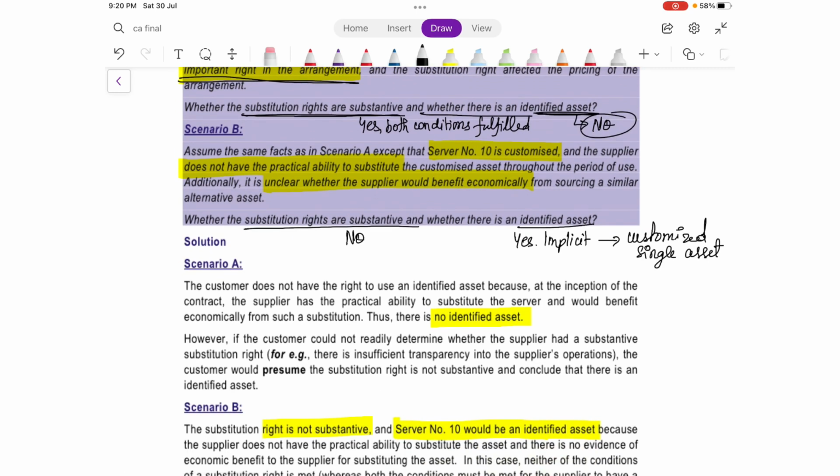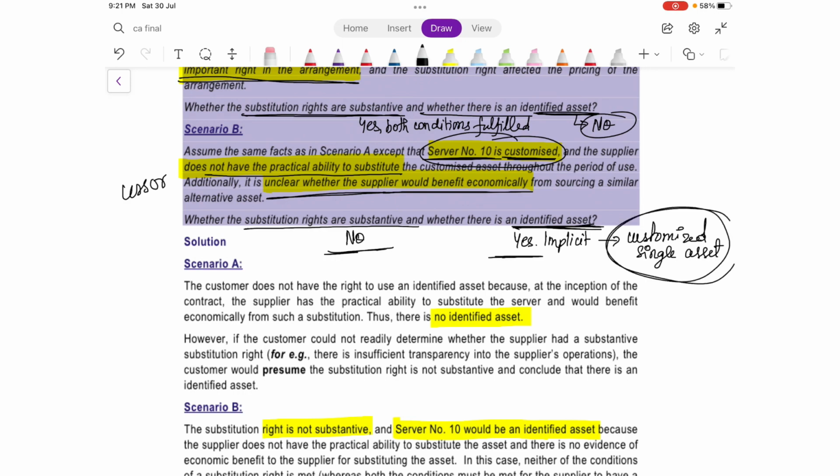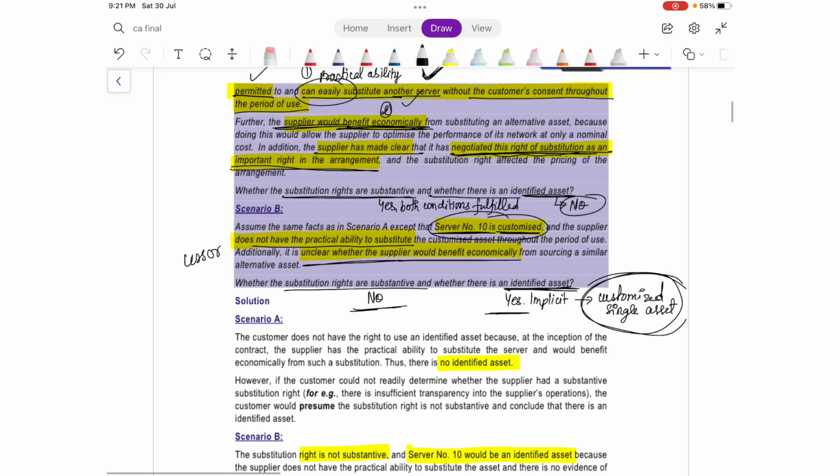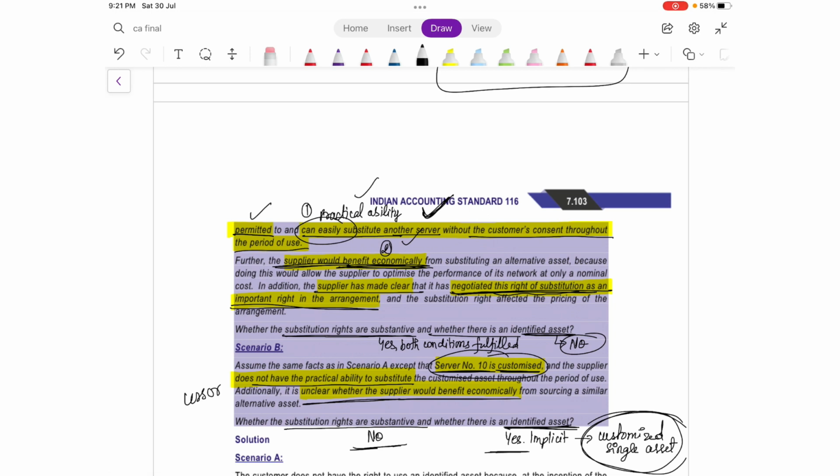In scenario B, the server 10 is customized here. There is a particular customized server for the lessee. Okay, and they do not have the practical ability to substitute, and also they are not going to benefit economically. So both are not there. So here it says that the lessor does not have substantive substitution rights, and since the server 10 is customized, this is also an identified asset. So whether it has a substantive substitution right, the answer is no. Whether this is an identified asset, yes, it is an identified asset because it is a customized single asset. Okay. So I hope you understood illustration 4 also.